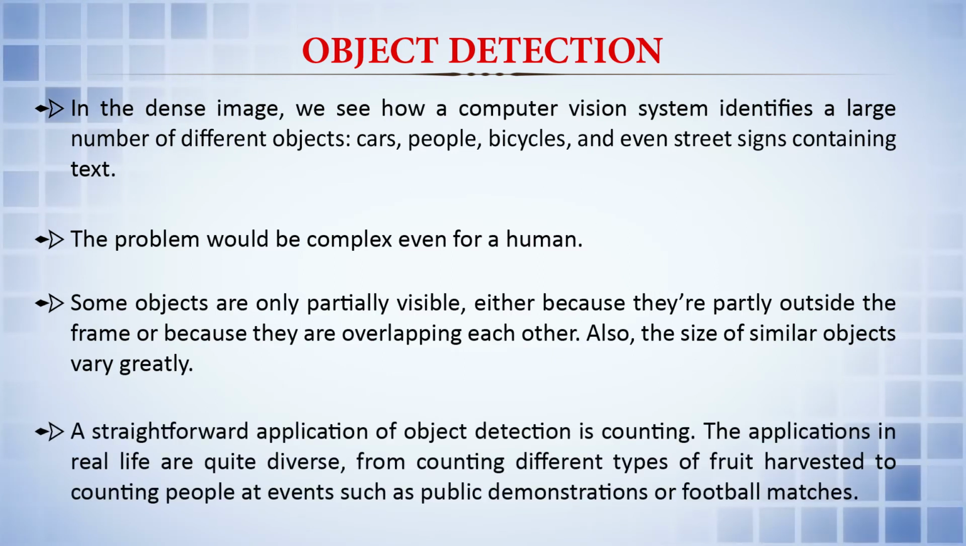A straightforward application of object detection is the counting of objects. The real-time applications are quite diverse, from counting different types of fruits harvested to counting people, cars, passengers, or pedestrians moving or crossing the road, etc., which can be easily demonstrated.